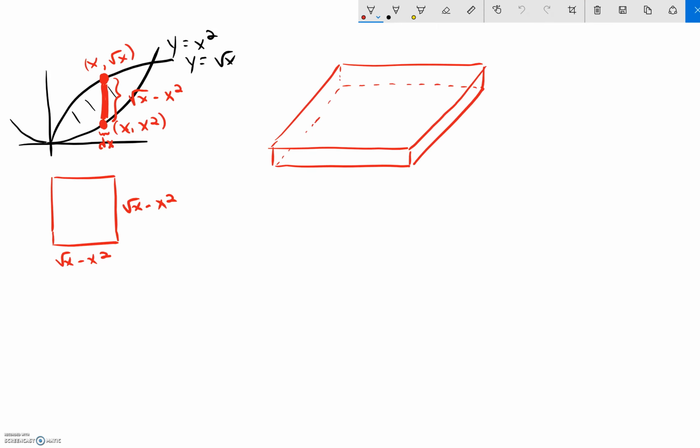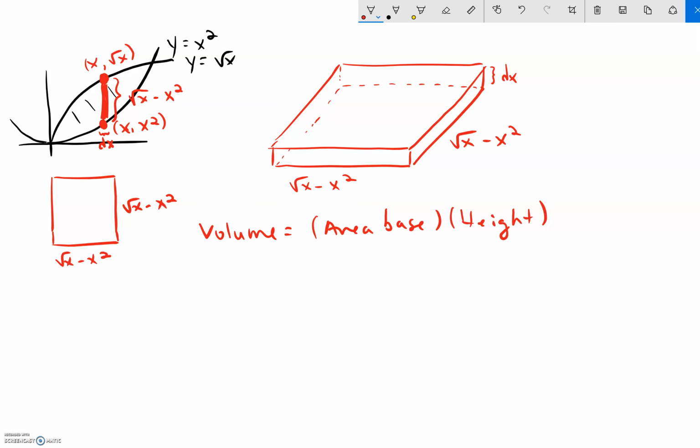Okay, what you learn from geometry is that if I have this tile where this dimension is the square root of x minus x squared, and this other dimension right here is a change in x, then I know the volume is going to be the area of the base times the height. We learned that in geometry about a prism. If the base on top and bottom are the same, we know the volume is the area of the base times the height.